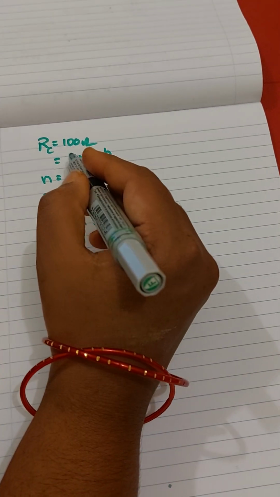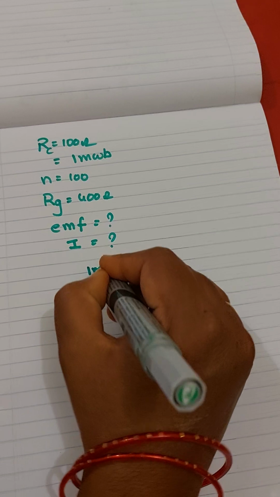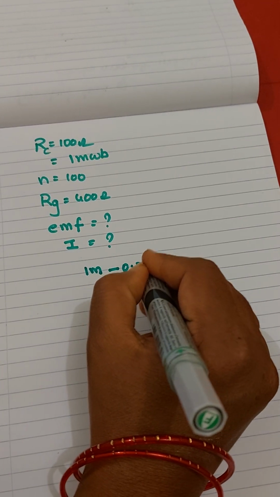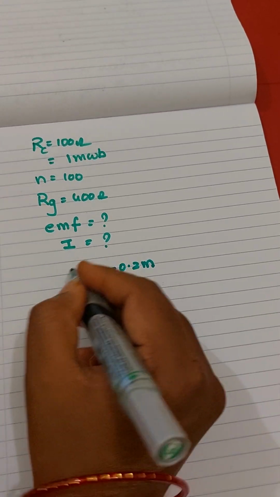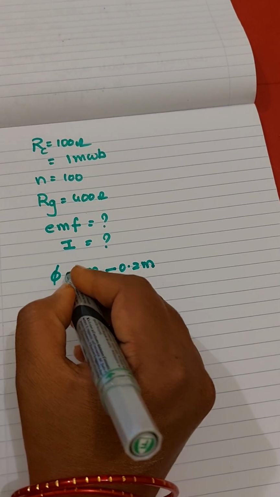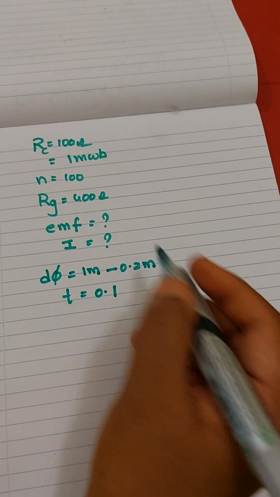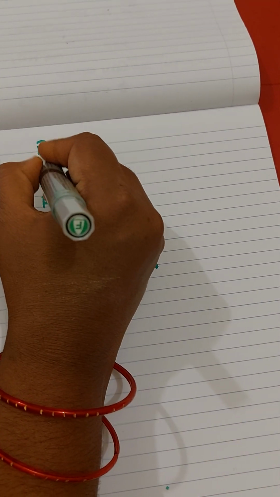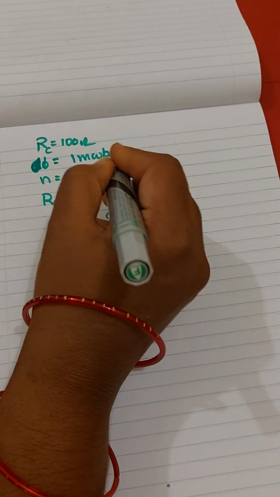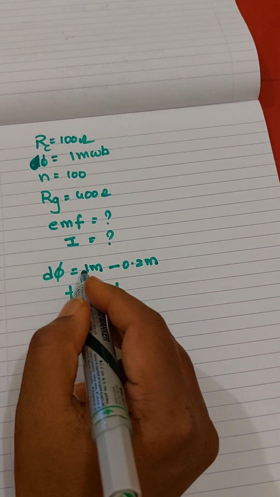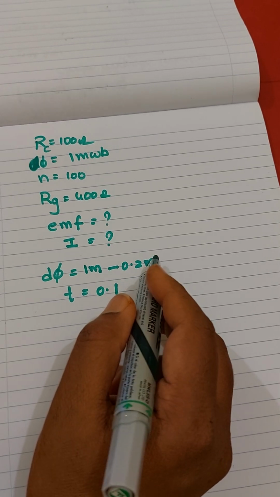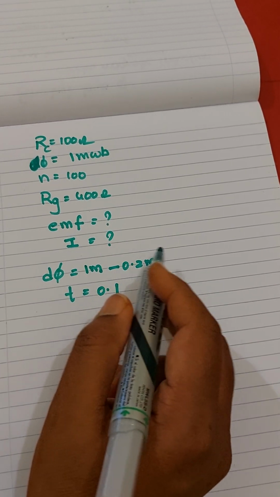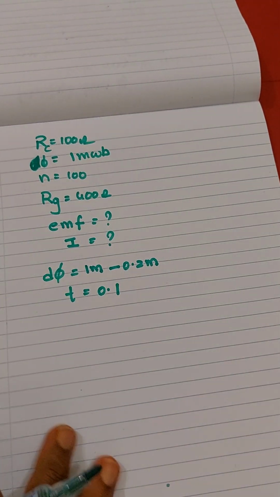So it is moved from a given field to another field. So given is how much? 1 milliweber is moved to 0.2 milliwebers in 0.1 second. So time is 0.1 second. It means flux, right? So the change of flux is this. So phi is given as 1 milliweber, and d phi, the change, is from 1 milliweber to 0.2 in time. So this is the given data.